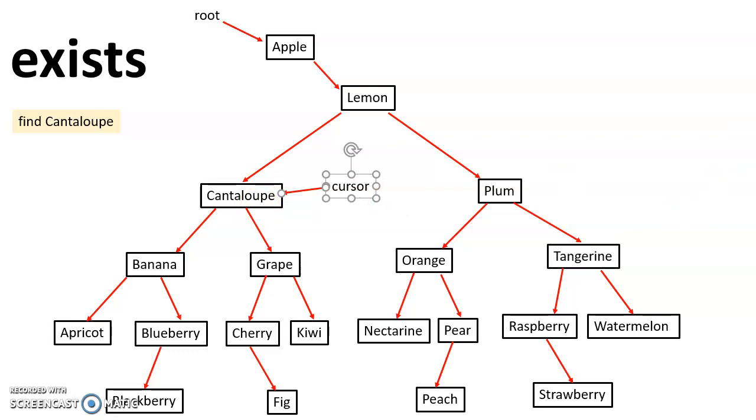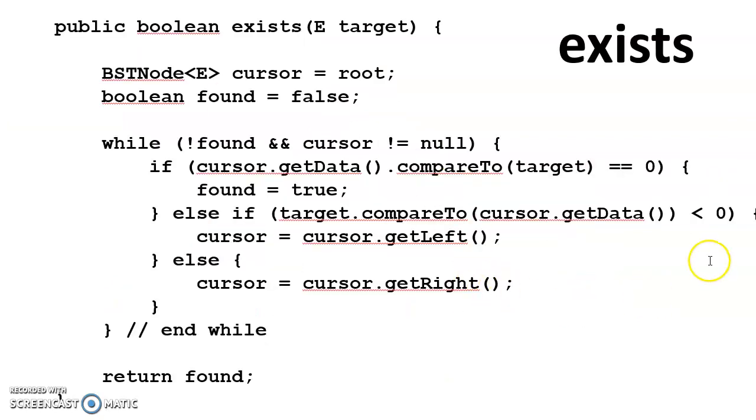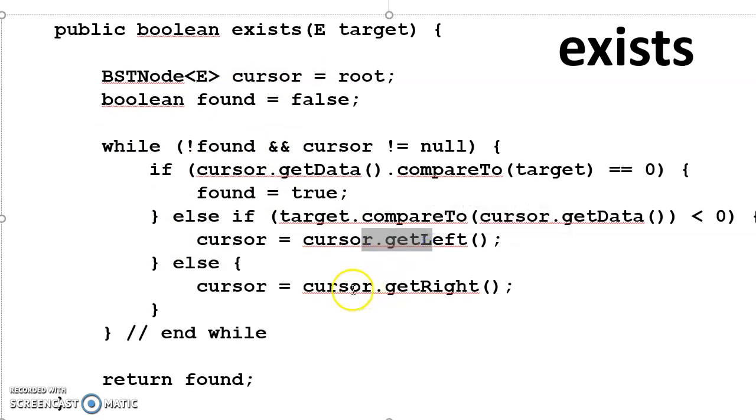So the exists method that I just kind of jumped through, this exists method uses a cursor. It moves it down the tree. It either moves it to the left or it moves it to the right, depending on how what we're looking for compares to the data at the cursor. Okay.